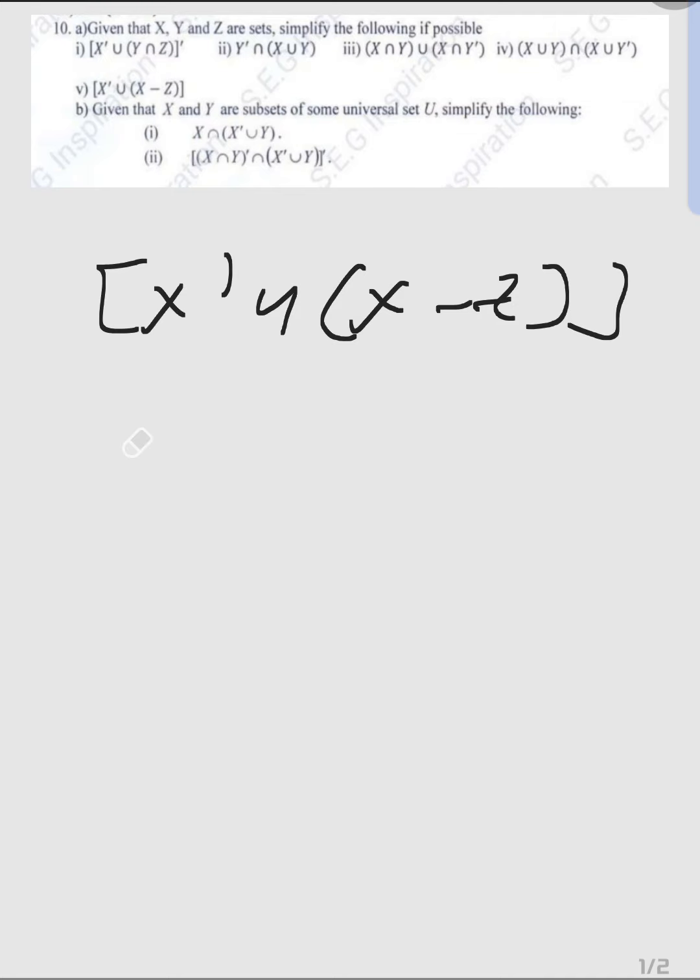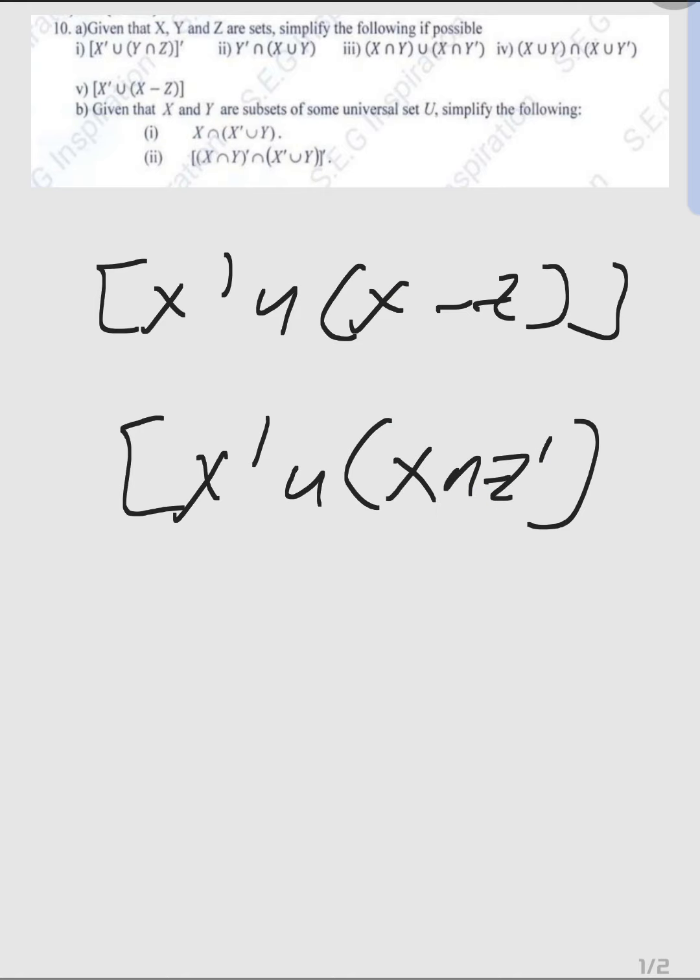All right guys, so this will be the same as x complement union x intersection z complement. Now guys, the complement should be on the one with the minus, and the one with the minus is z, so the complement should go to z. All right, so let's continue here guys.